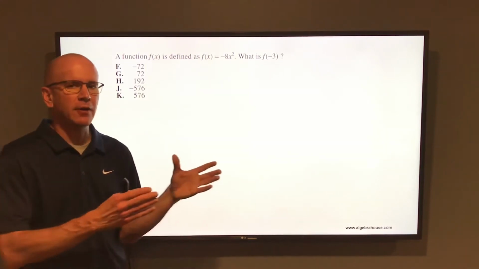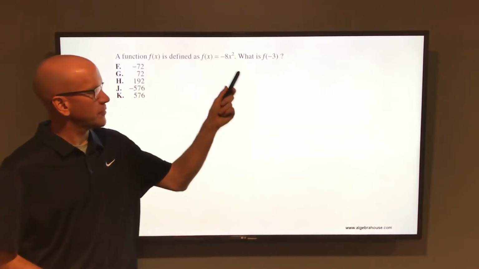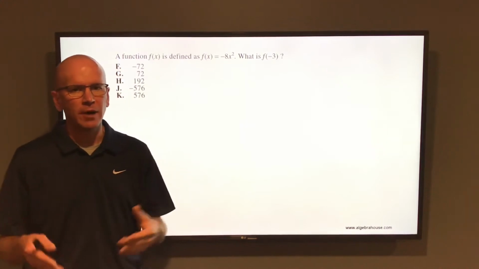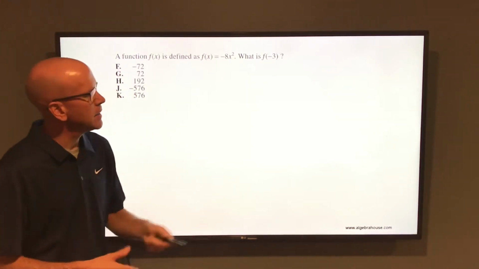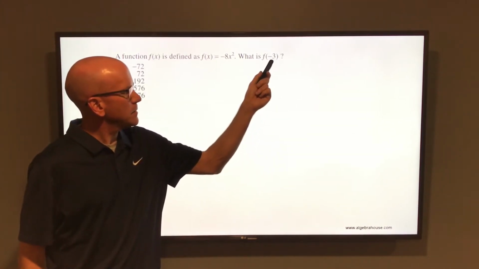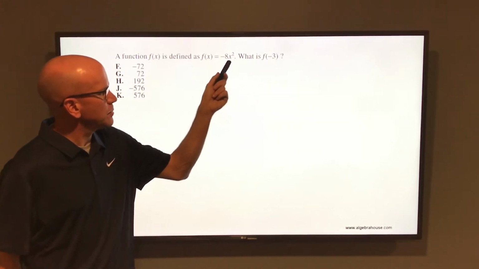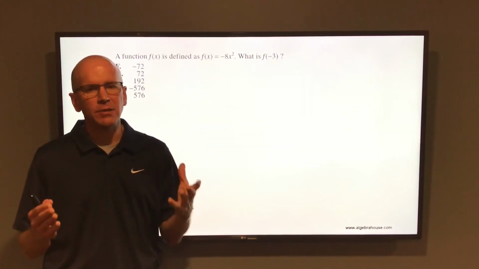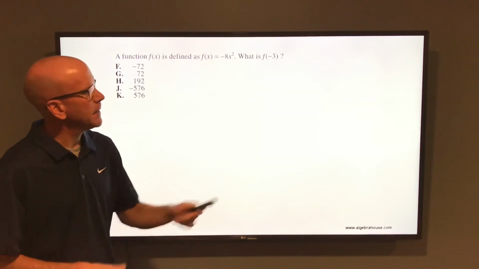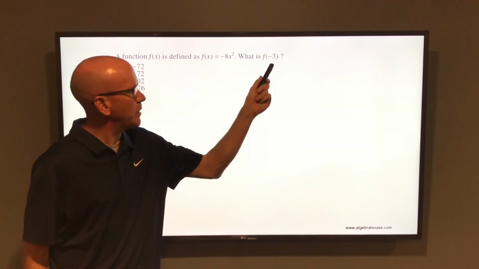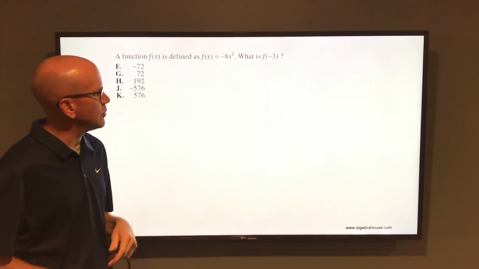Go back to early Algebra 1 where you had something like y equals negative 8x squared. To get the y value, you'd substitute a number in for x. That's what you're doing here. This negative 3 is going to be substituted in for x. Remember, f of x is your y value. That's the output. X is the input. So we're going to input negative 3 in for x into that function.